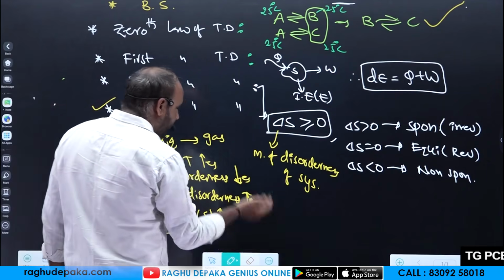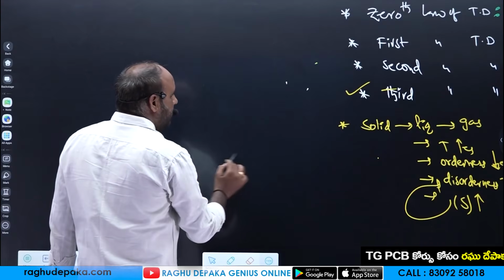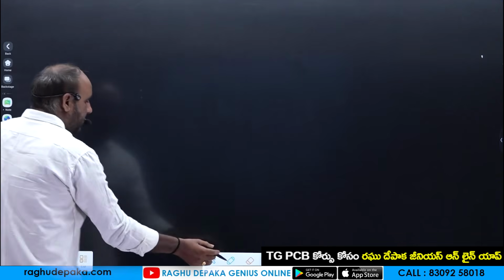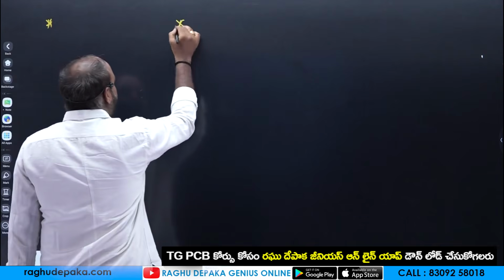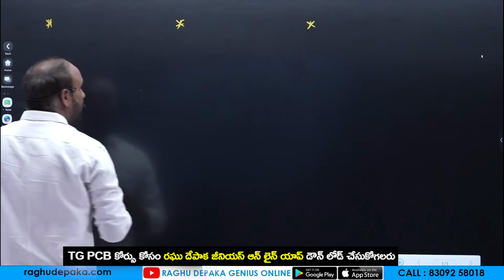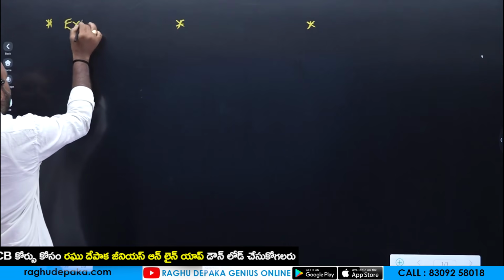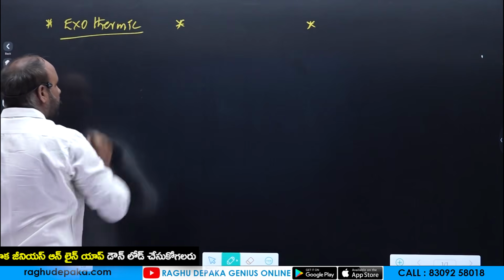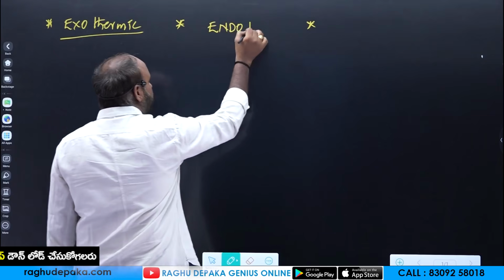Like that, if you take any one topic, the remaining topics will be there. Here is one more topic, particularly in thermodynamics, which I will explain simply. There are three diagrams: one for an exothermic reaction, one for an endothermic reaction, and another in the presence of a catalyst. What will happen? The types of reactions are exothermic reactions and endothermic reactions.